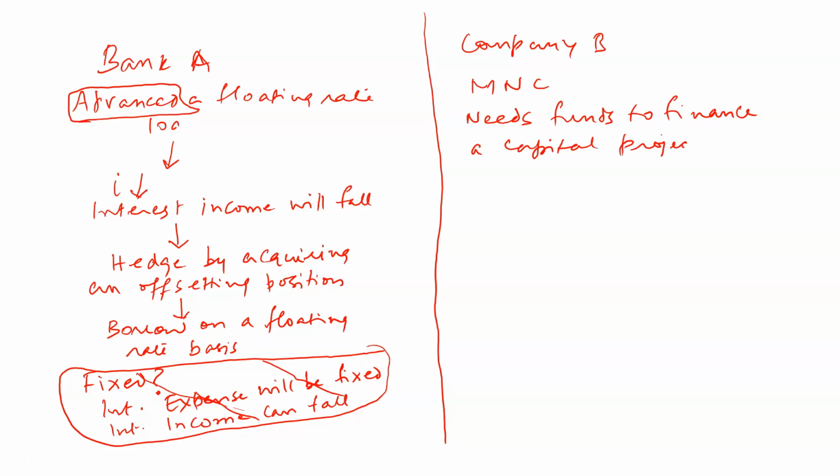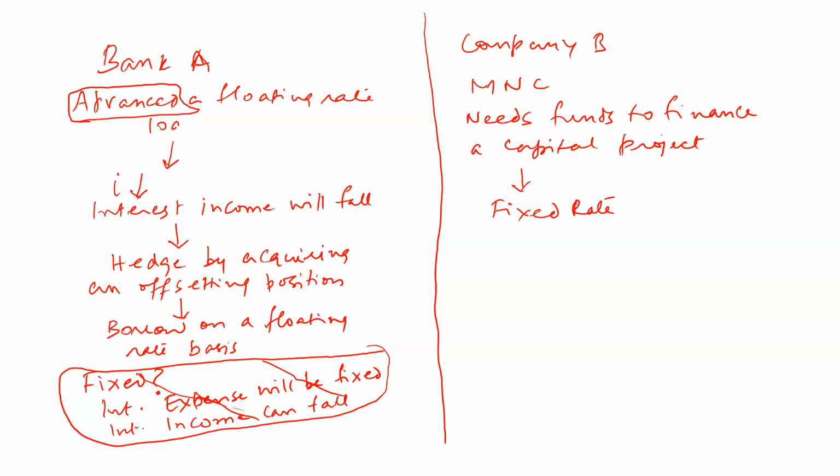Now, what would they want to do? How would they want to borrow if they needed borrowed funds, if they needed external financing by using debt funds? How would they like to borrow? Would they like to borrow on a fixed rate basis, or would they like to borrow on a floating rate basis? Corporate managers, ladies and gentlemen, would like more certainty than uncertainty. So therefore, they would want to borrow money on a fixed rate basis.